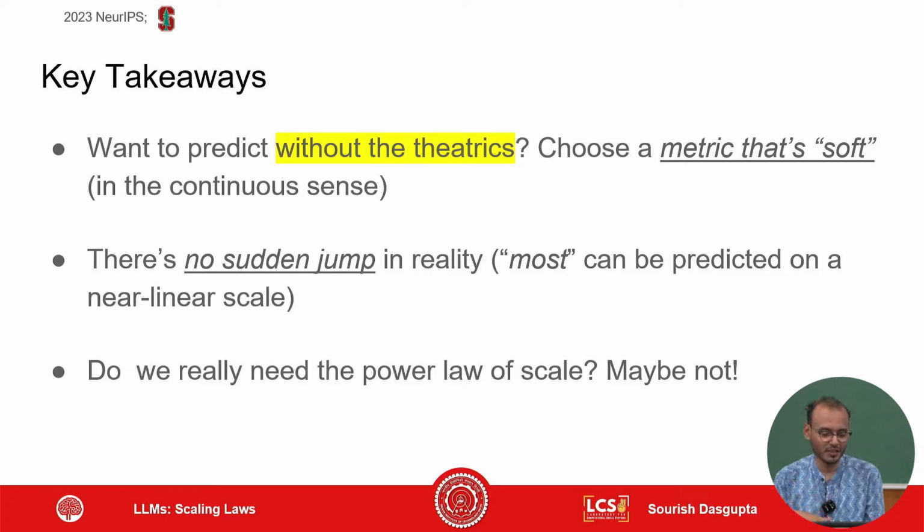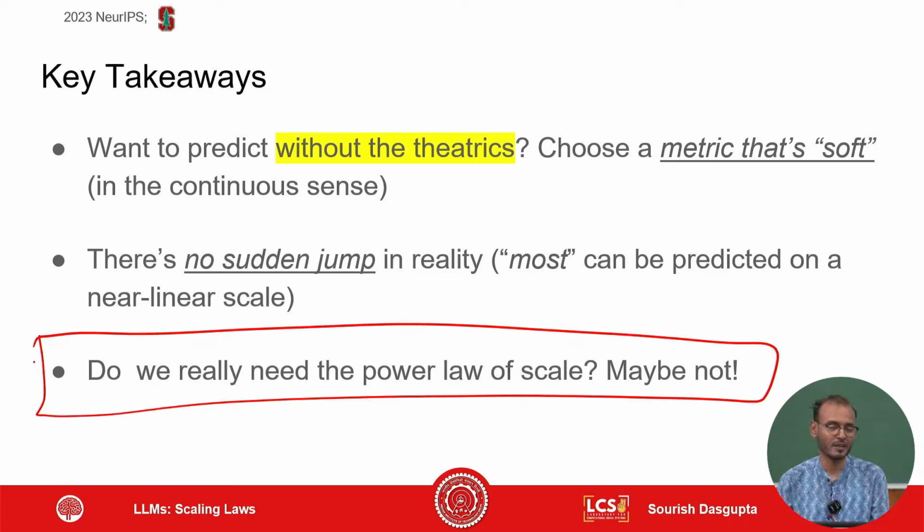And then the big question is this: do we really need the power law? The power law came because of that sudden jump. So if there is no real sudden jump, do we really need the power law of scale? And probably the answer is maybe not. Maybe in some cases where it doesn't make sense to have a soft measure of accuracy, where the accuracy has to be hard, probably yes, but in other kinds of cases, no. That's the suggestion.